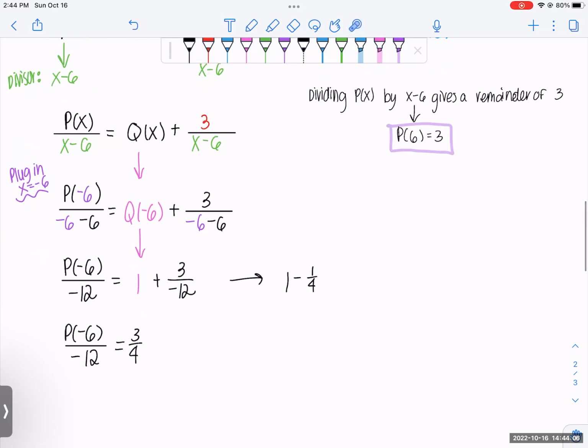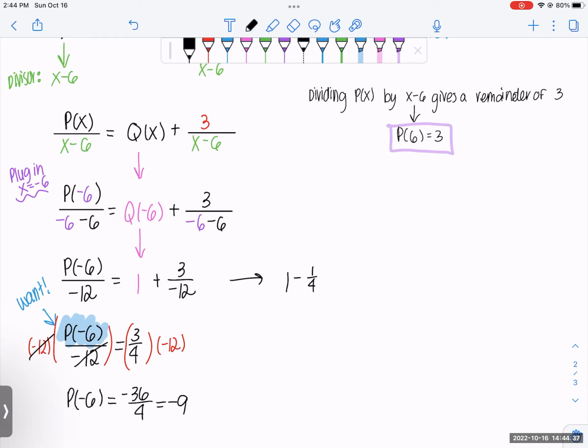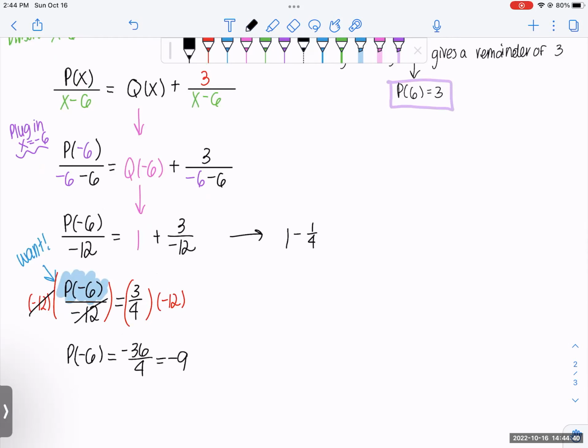So to solve for p of negative 6, which is what I want, I can multiply both sides by negative 12. So p of negative 6, after these cancel, is equal to negative 36 divided by 4, which is negative 9. So p of 6 was 3, p of negative 6 is negative 9.